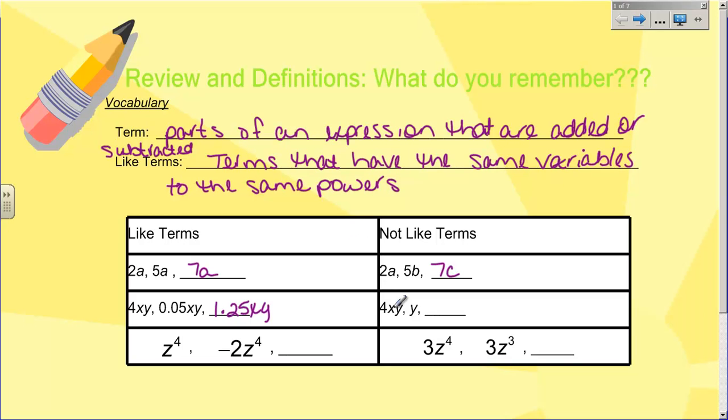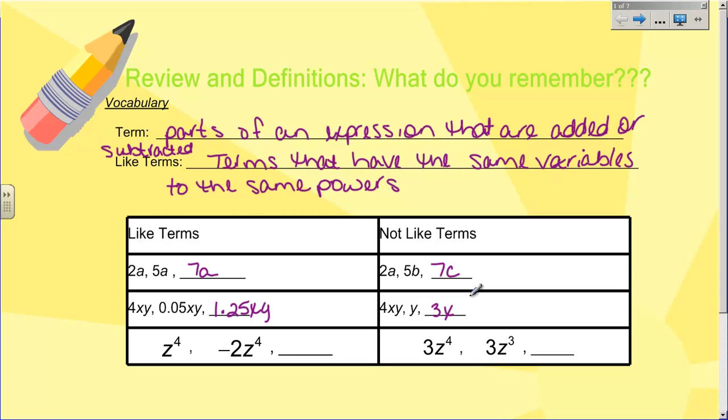So like in the next example, 4xy and y are not like terms because one has an xy, but the other one just has a y. And so if you were to say 3x, that would also not be a like term because it just has an x. It doesn't have the y part with it.